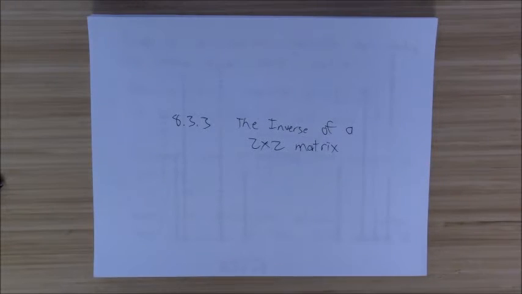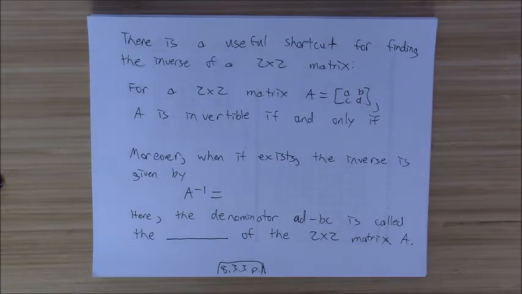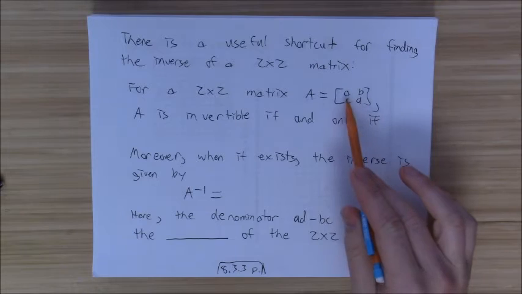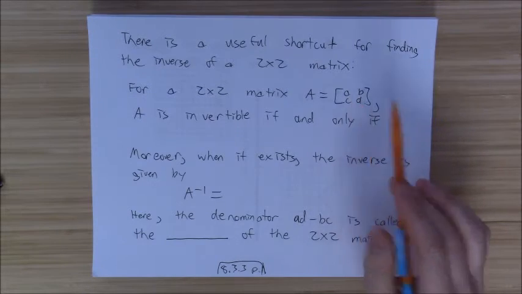In this video, we'll be talking about a special formula for finding the inverse of a 2 by 2 matrix. There is a useful shortcut for finding the inverse of a 2 by 2 matrix, namely for a 2 by 2 matrix of the form A, with entries a, b, c, and d.